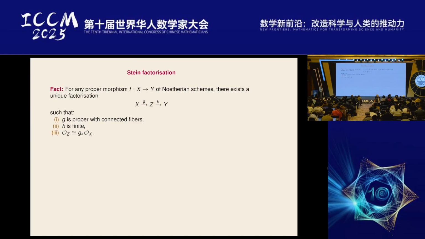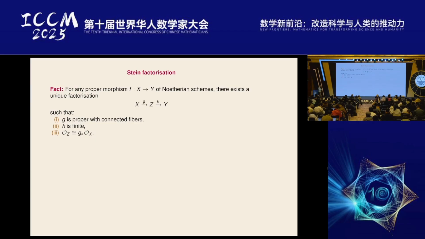Okay, so suppose that this is a proper or projective morphism, then a very basic fact in algebraic geometry says that you can decompose this map into two parts. The second part is a finite morphism. But the first part is a completely different kind of map. It's more or less the opposite of finite, in the sense that its fibers are all connected. So if you take any fiber and look at the topology of this fiber, it's connected. It doesn't have two different connected components.